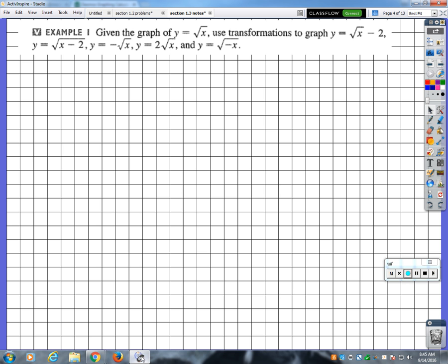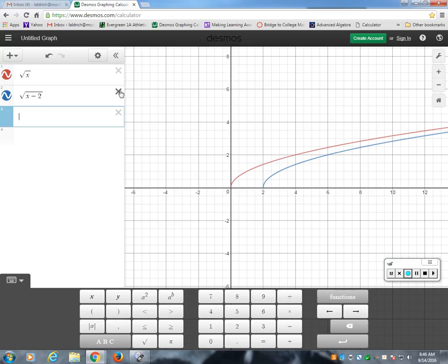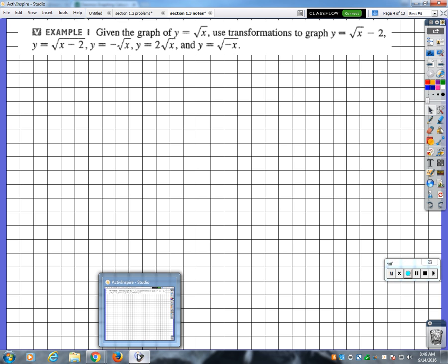Okay, then what about negative square root of x? It's going to flip over the x-axis. Plus, you don't have this different negative and minus, it's just the same thing. I know, that's really nice. Okay, so negative square root of x flips it over the x-axis. What's the next one? And you don't have to click on stat and plot, it just is there.